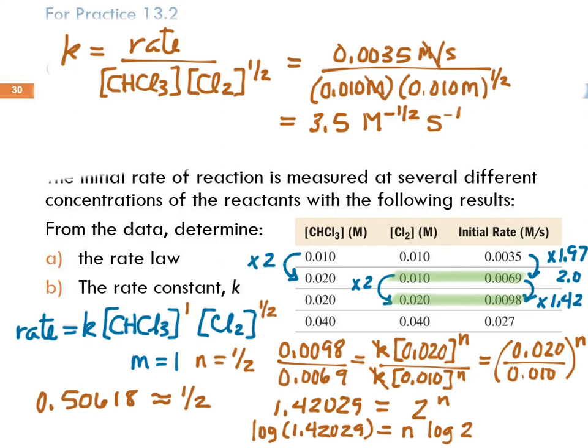Now you could try this at home. If you use any of these other sets of data and plug them into this equation, you should come up with the same rate constant, right? So the rate constant is a constant. Any questions?